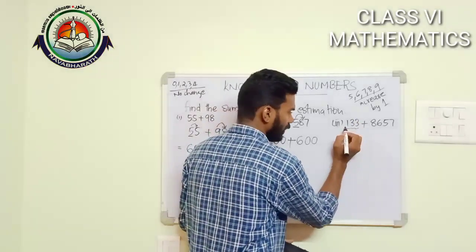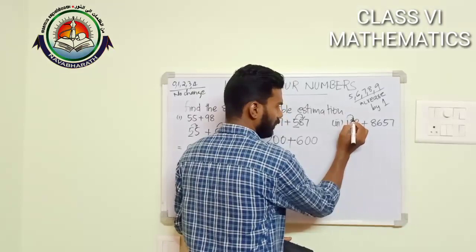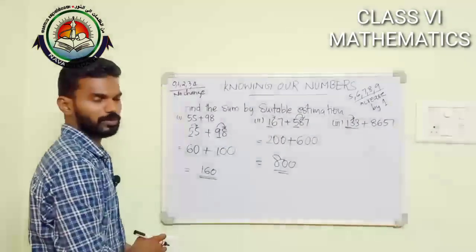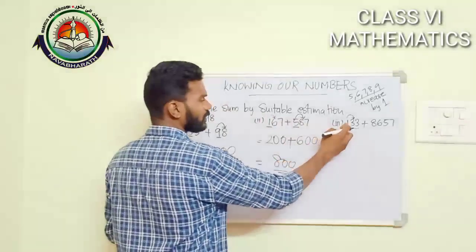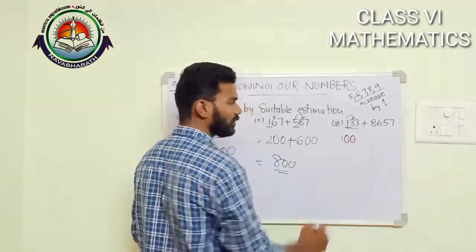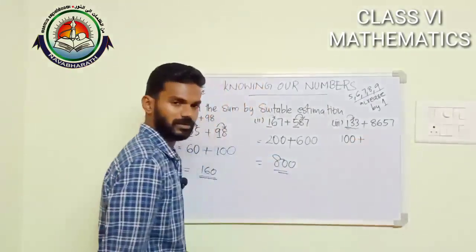First of all, consider the digit at the hundreds place. Then the next digit is 3, and that 3 belongs to this group. So there is no change for this 1. Remaining digits must be 0. Then there is a plus sign.